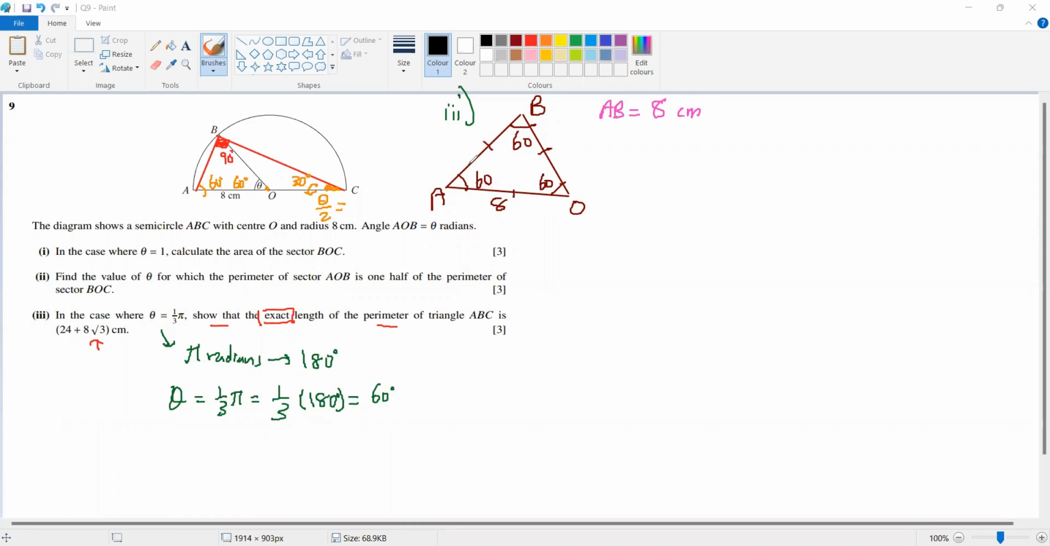Okay, let's try to find the other part. AC is the other direct calculation here. AC is AO plus OC. AO and OC are both radius, so 8 plus 8, or 16 cm. So the third one that we need for the perimeter calculation is the value of BC.